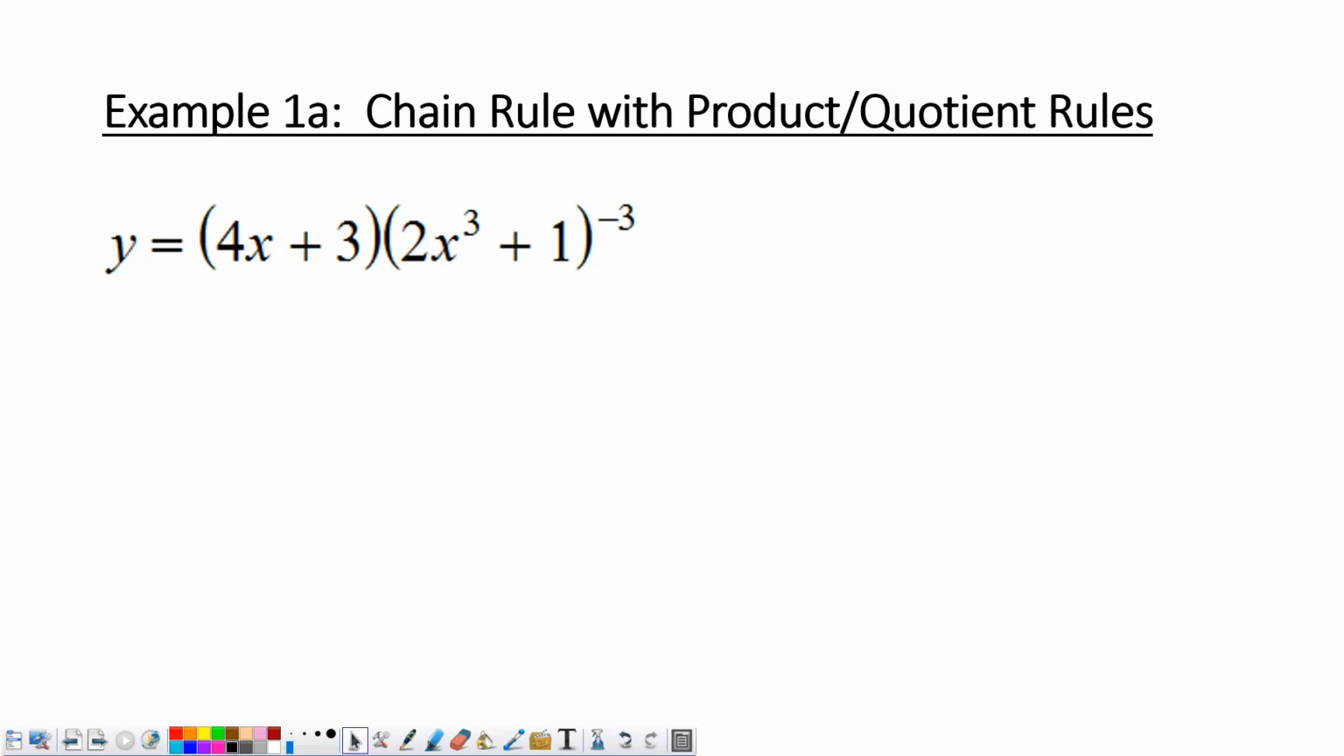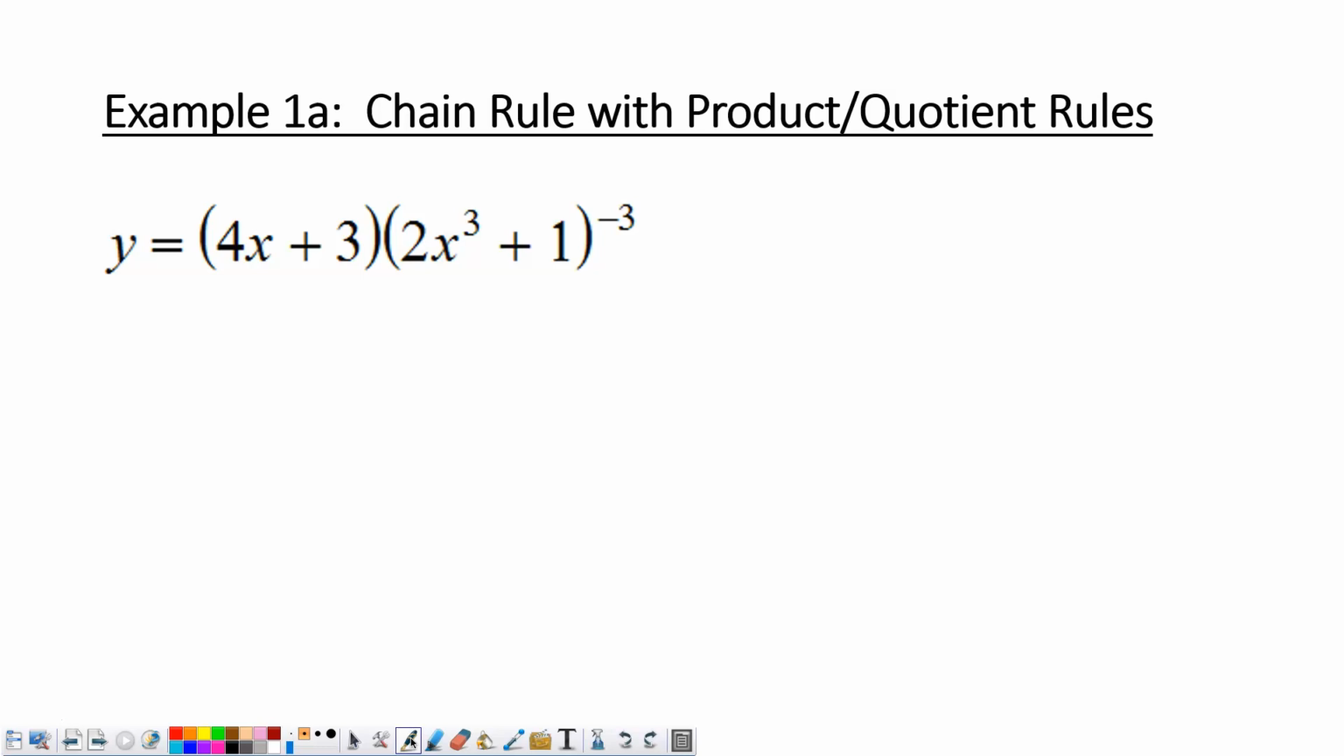So let's take a look at this problem here. Now, we learned a lot of rules. We've learned the product rule, we've learned the quotient rule, we've learned the chain rule. We know the power rule, the constant multiple rule. We learned a lot. Now let's go ahead and take a look at this. What rules do you see can be applied here?